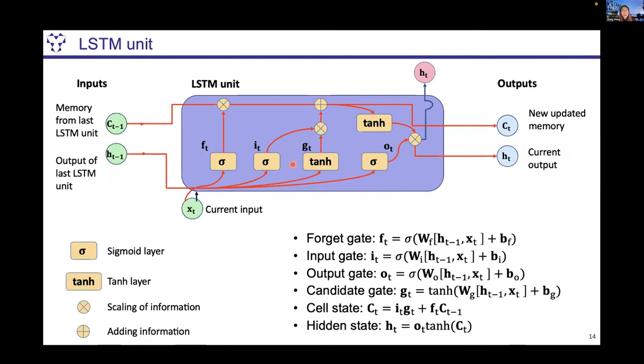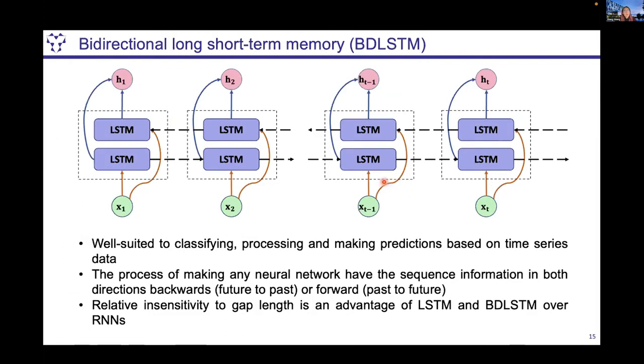So we could also see other activation layers, for example, the sigmoid layer and tanh layer. We also use the scaling information and adding information. So the new updated memory, C(t), and the current output, H(t), are derived from those inputs combined with different gates. Some gates will let the cell remember longer dependencies, and some will forget some memory temporarily, and further we'll use it again. And for bidirectional long short-term memory, it is based on the long short-term memory, but it has two units.